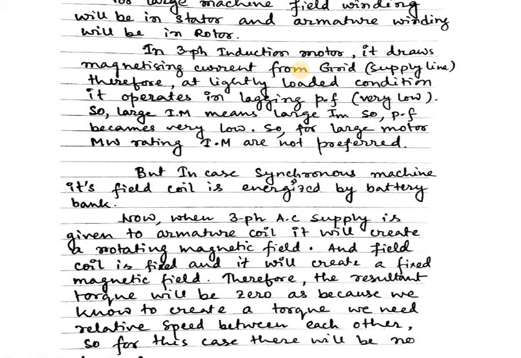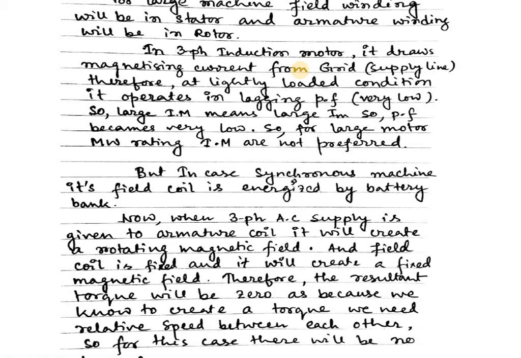So what's happening? In the stator part, we have given DC supply, DC excitation, so a field has been created, and that field is fixed because our supply is DC. And on the rotor side, we are giving the three-phase supply, and we know that three-phase supply can itself create a rotating magnetic field. That means the field created in the rotor part is rotating in nature.